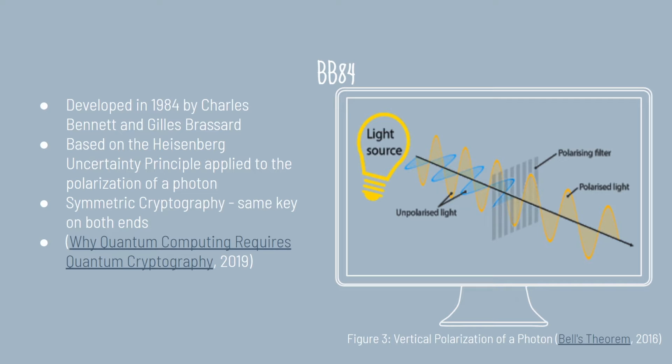Here's a visual of how that works. Say I'm measuring this photon with a vertical polarization filter, like this. All of the diagonal light waves cannot get through the filter.